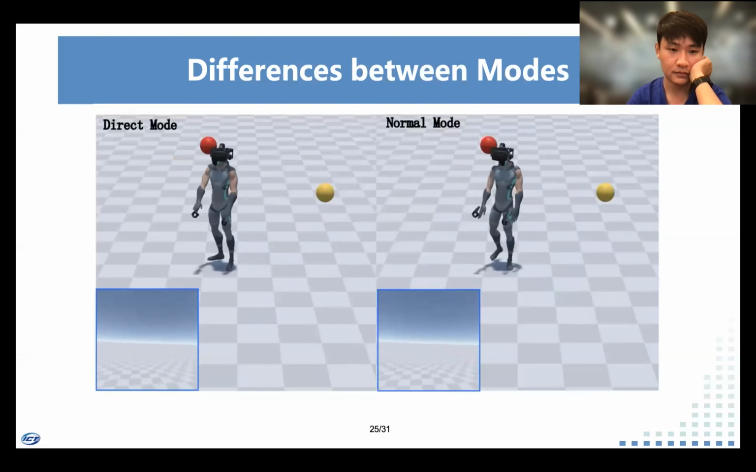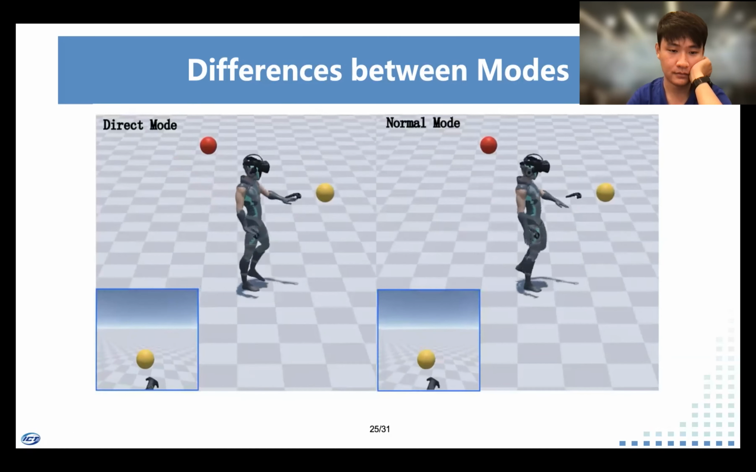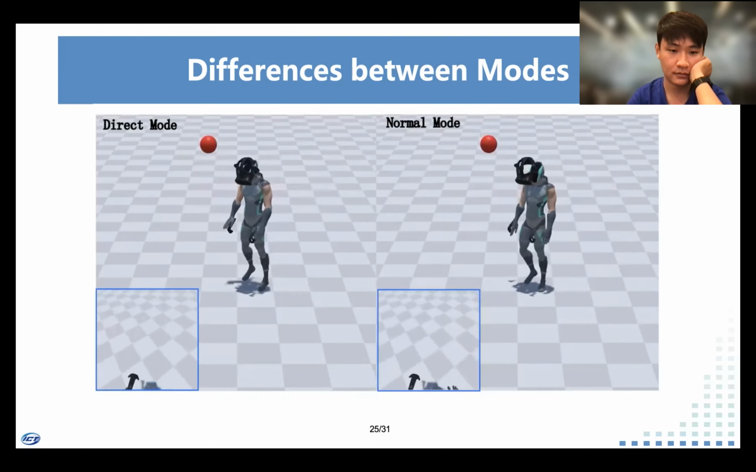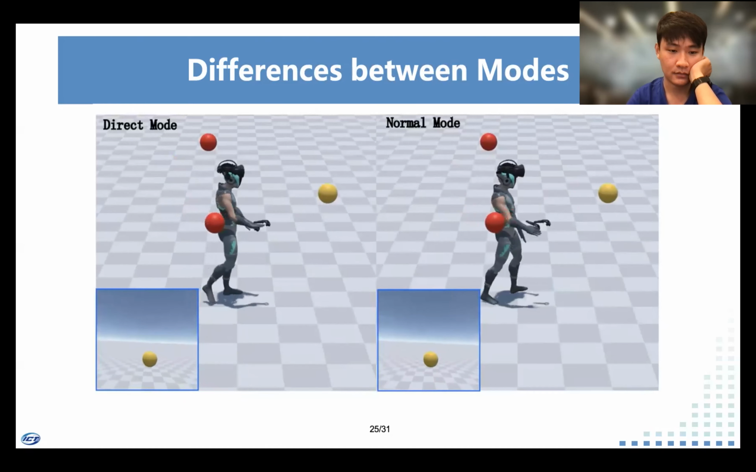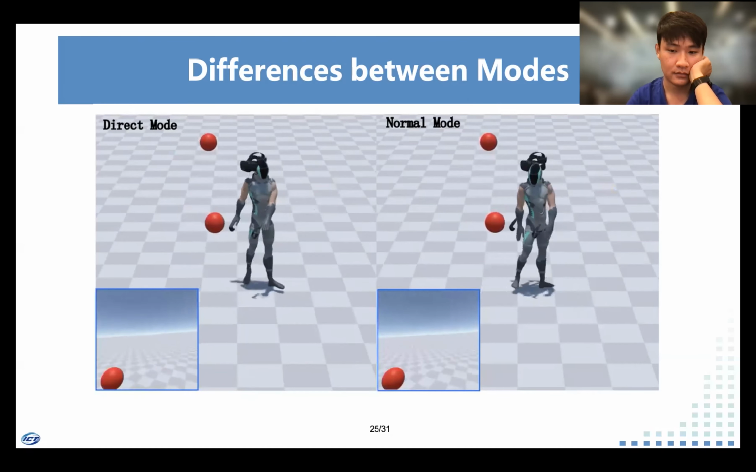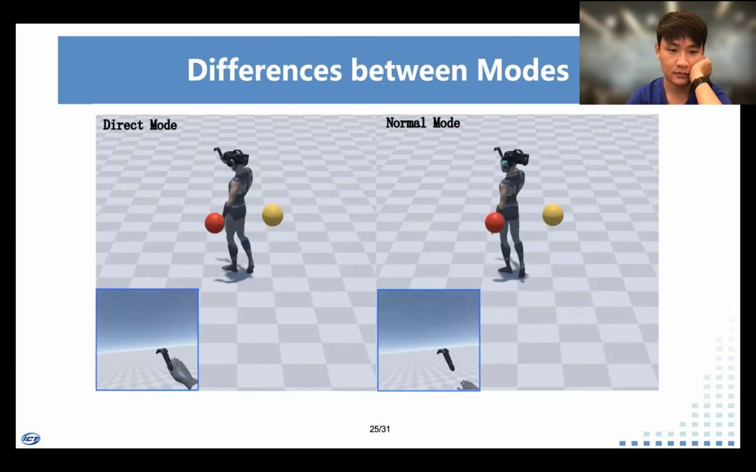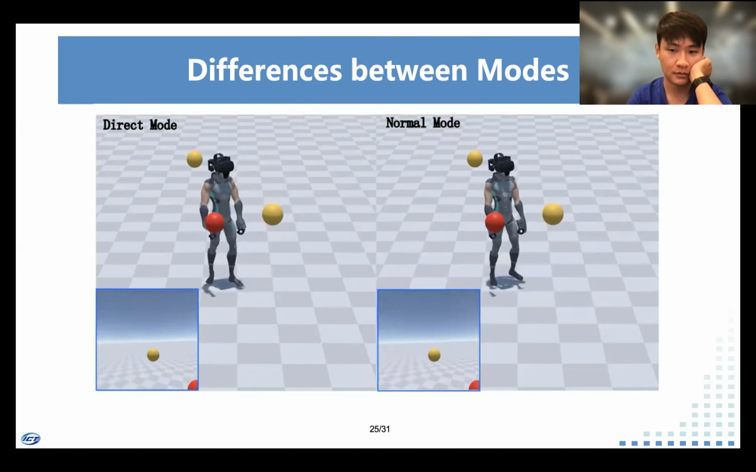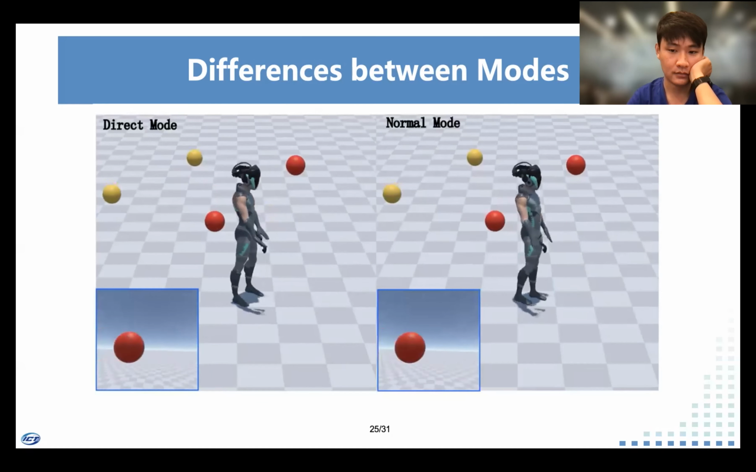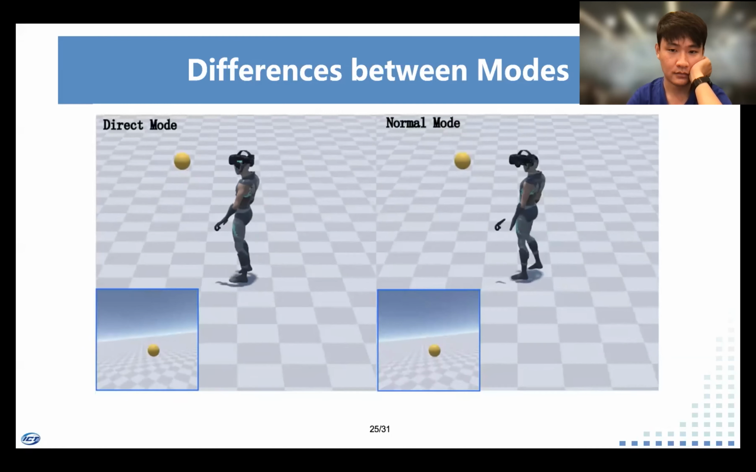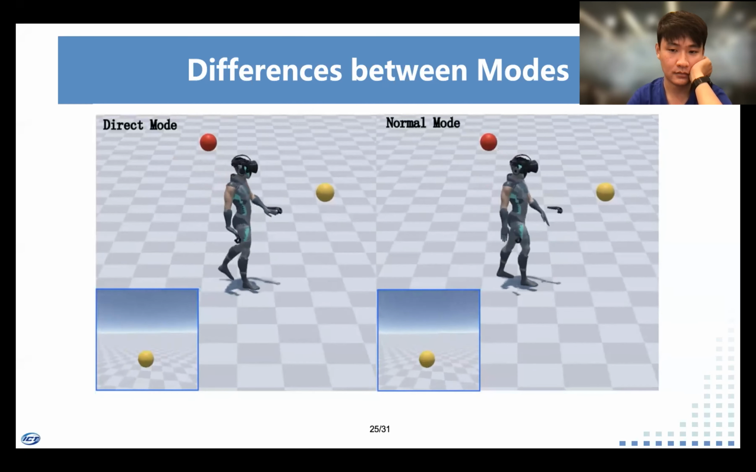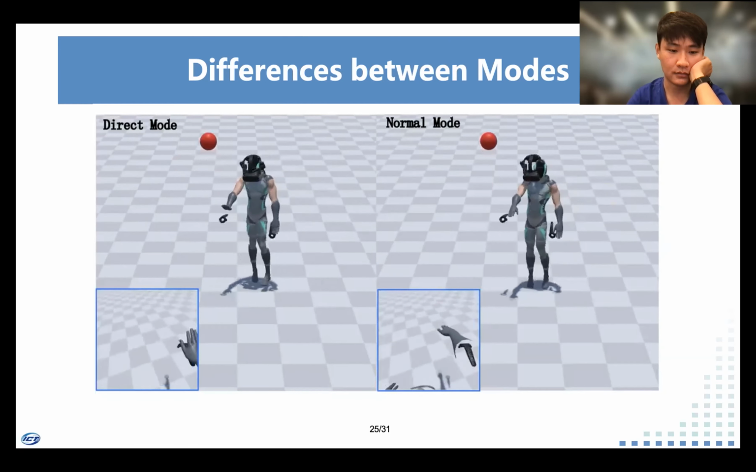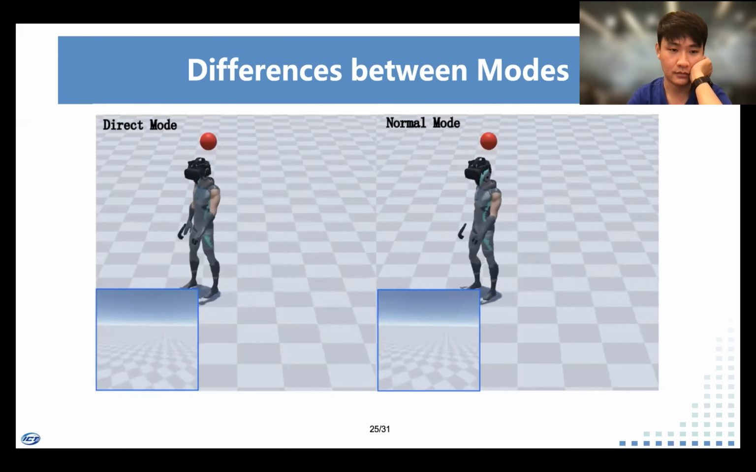Here is a comparison between direct mode and normal mode. The direct mode has better tracking accuracy while suffering from unstable foot stepping and foot sliding occasionally. In contrast, the normal mode is more robust to unseen input and has much more stable foot stepping. But it has a little bit of delay and less tracking accuracy. The first-person point of view can be checked in the left lower corner.